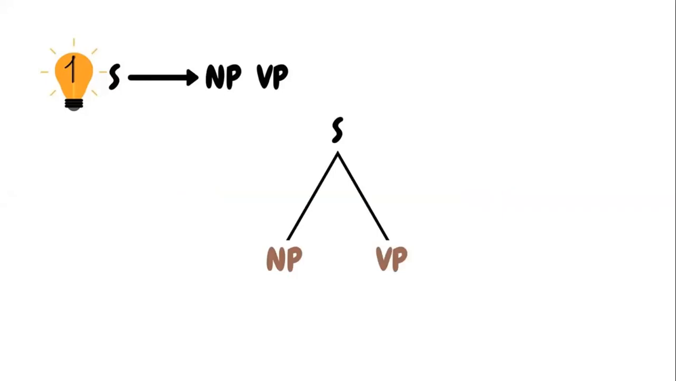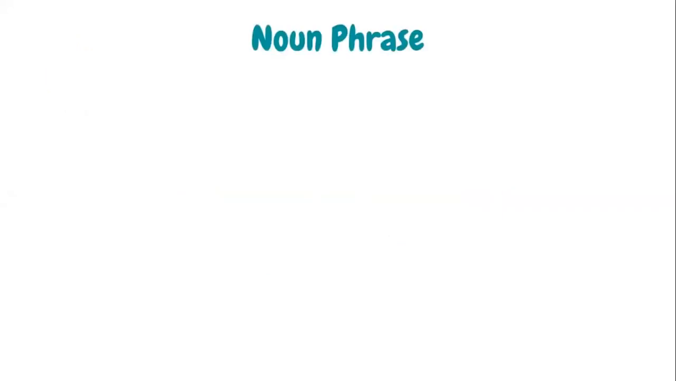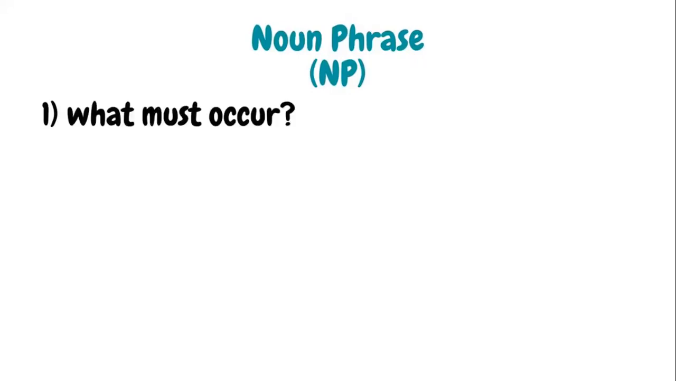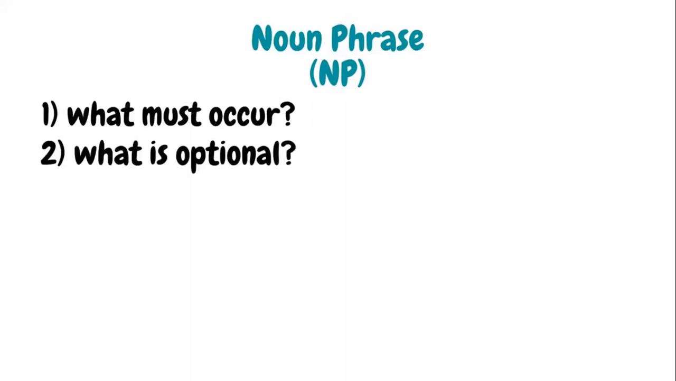Now let's see what goes into a noun phrase. As you know, we refer to the noun phrase with just two letters, N and P. And here we have two questions. We will answer them after we discuss some points. Our first question says, what must occur. Our second one, what is optional.